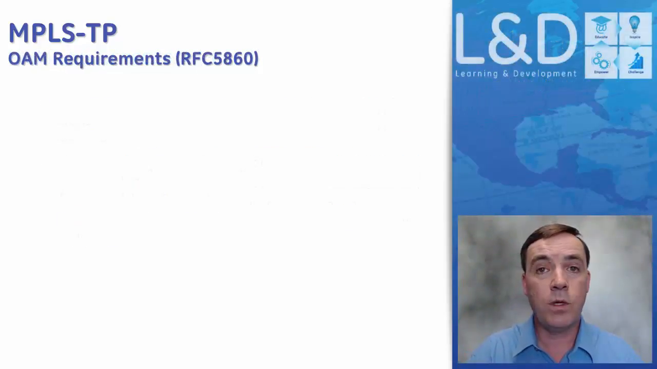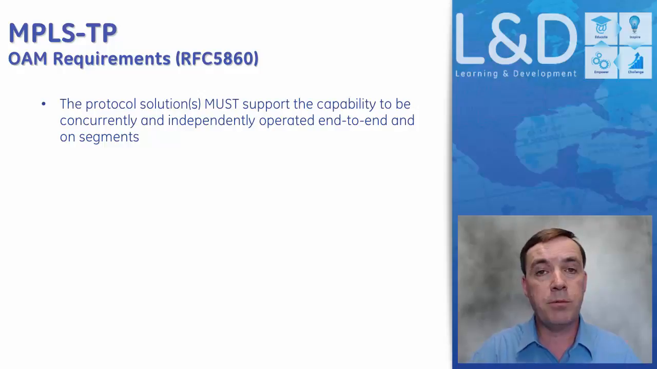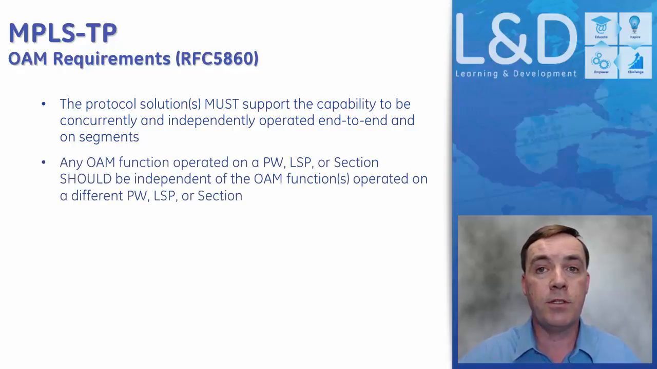In this slide, we'll review the OEM specific requirements of MPLS-TP. These are stated in RFC 5860. RFC 5860 states that the protocol solutions for OEM must support the capability to be concurrently and independently operated end-to-end and on segments. OEM functions used on any individual pseudowire, LSP, or segment should be independent of the OEM functions used on a different pseudowire, LSP, or segment.